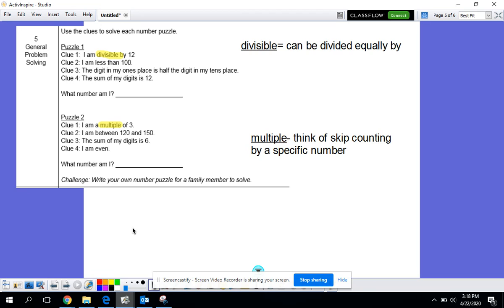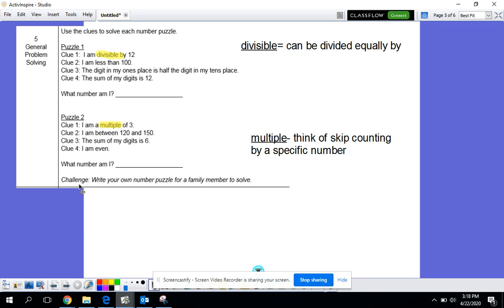I'm going to go over day five's work with you in the packet that talks about just general problem solving. So basically, what happens for today is you get all these clues and you've got to guess what number it's talking about based on the clues. So you have basically two to do. You have to guess puzzle one's number and puzzle two's.